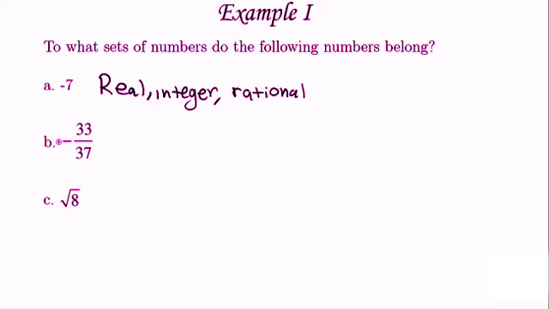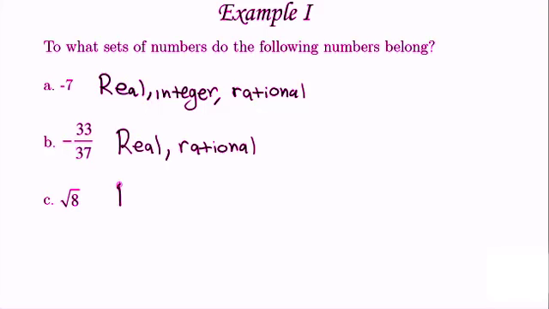Here I have a fraction, negative 33 over 37. Is it a real number? Yes, it is a real number. Is it a rational number? Yes, I know it's a rational number because it's being expressed as a fraction. Thinking about my other groupings, is it an integer? No, it's not, because it's not like -4, -3, -2, 0, 1, 2. It's not, therefore, an integer, nor is it a natural number or a whole number.